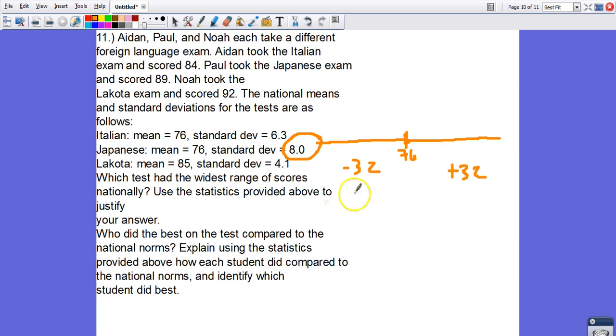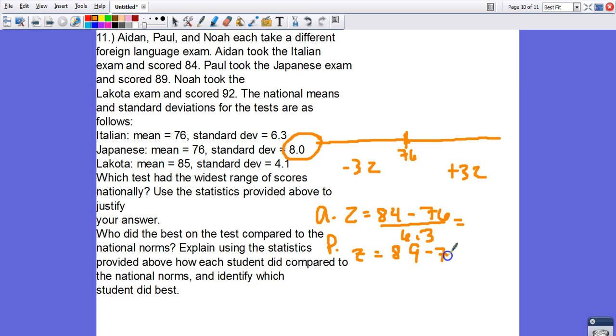Who did the best on the test compared to the national norms? You're going to have to find the z-scores to figure that out. So who took Italian? Aiden took Italian and scored an 84. So he had 84 minus the Italian mean, which is 76, divided by 6.3. That's Aiden. Then you're going to want to find Paul. Paul took the Japanese and scored an 89. So he did 89 minus 76. The mean was the same, huh? But this time we're going to divide it by the standard deviation, which was 8.